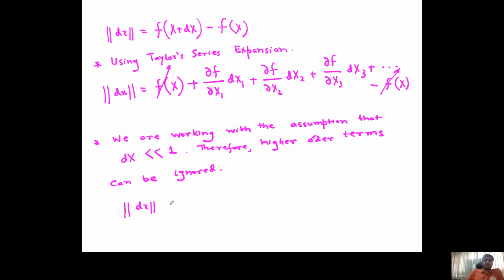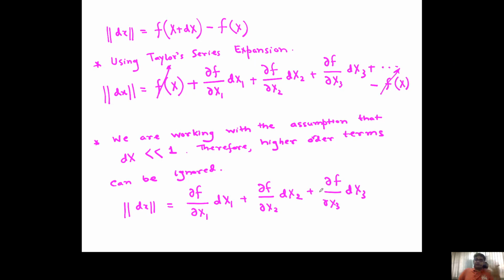dx is equal to del f by del x1 dx1 plus del f by del x2 dx2 plus del f by del x3 dx3, right? Now let me clear up some space because I want to do one last thing, actually last two things with this.